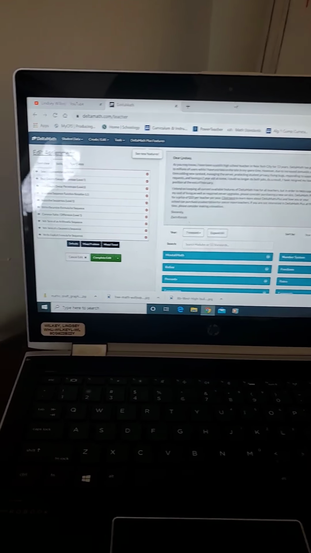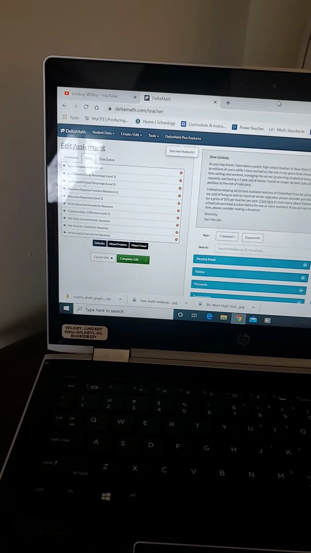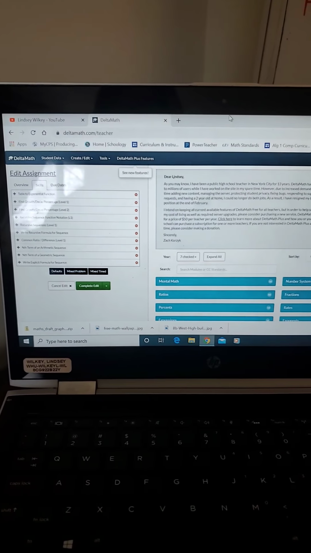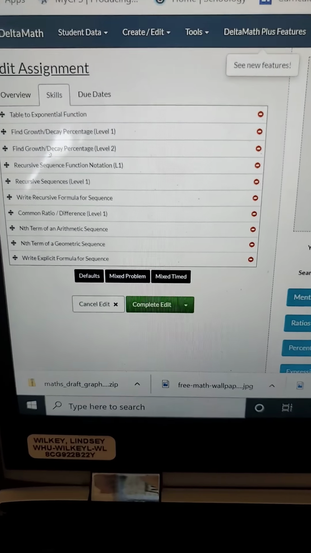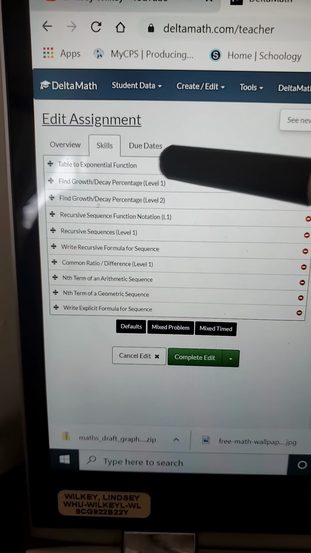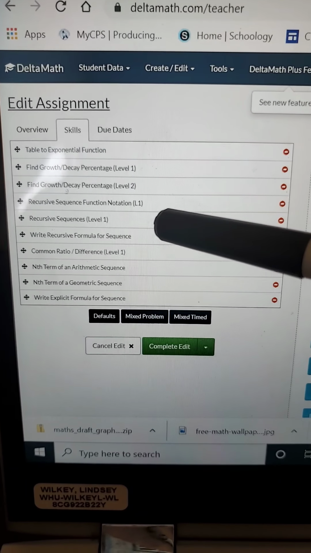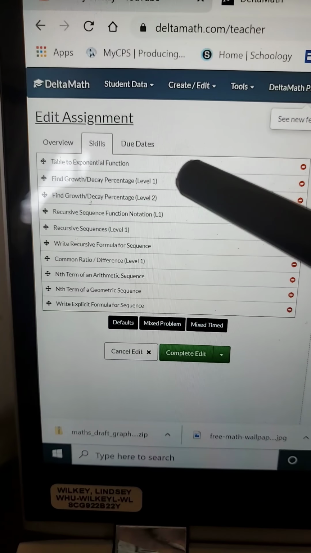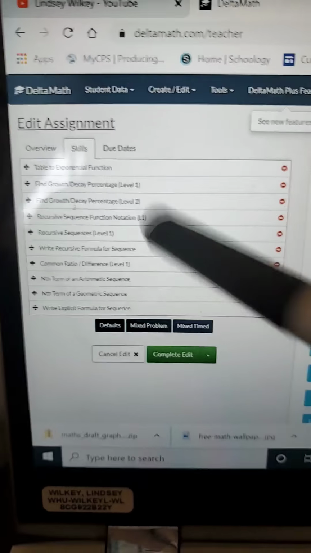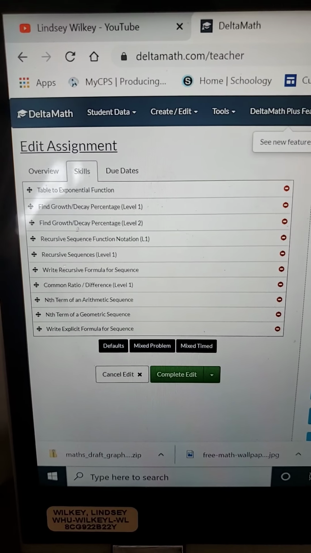All right, Algebra 1. We are ready to start Remote Learning 1. And this is what you don't see, this screen. This is my edit assignment screen. But these are, I guess, what the questions are titled. So table to exponential function is the first one.